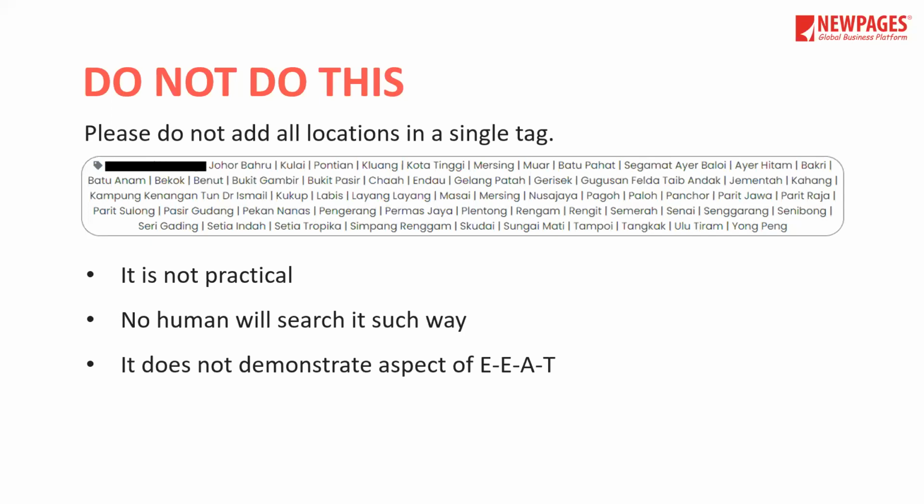Now, the reason why we don't suggest you add all the locations into one single tag is because it's not practical. If you look at it, no human will actually search that way. No human will really search for your service or your product at Johor Bahru, Kulai, Pontian, Klang, Kota Tinggi, this kind of thing. And if no human will search that way, what do you think the Google search engine will do? They will not index, in fact, they will not index this page.